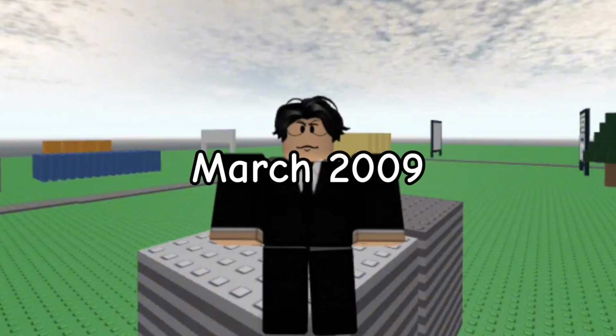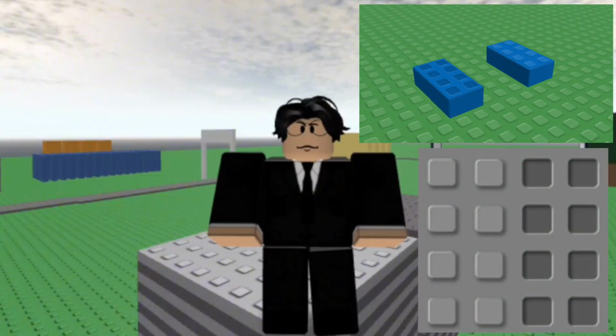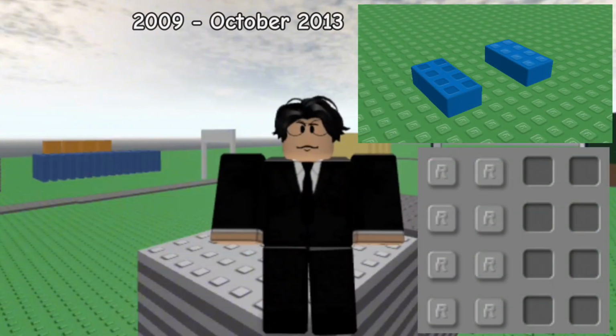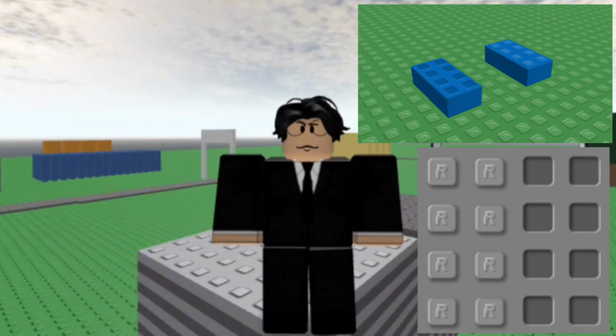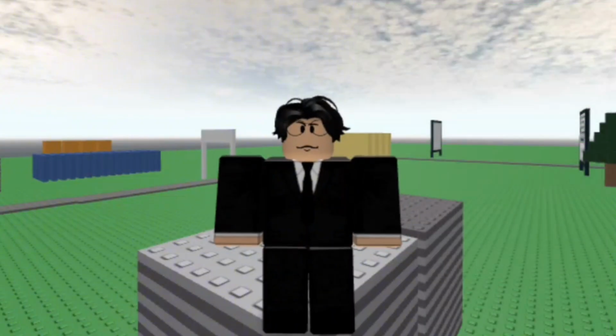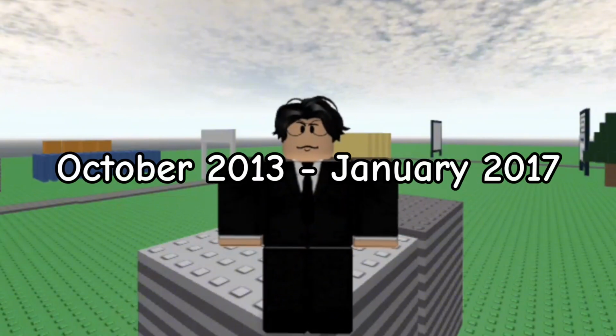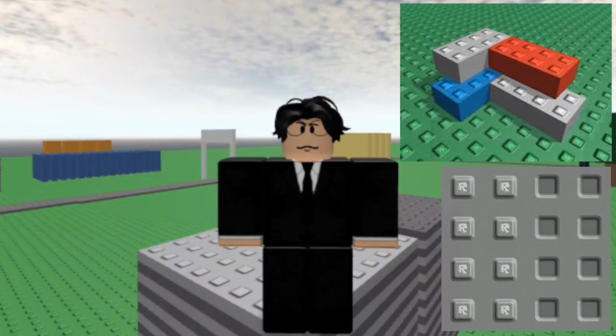Around March 2009, the studs were refreshed. The shape has changed, smoother and refined. But this was short-lived when it was replaced with the 2009 to 2013 version, though they kept everything apart from one small thing added. They also ditched the 3D studs, and yet, this is one of the most iconic versions of the studs. And then from October 2013 to January 2017, the studs were improved.